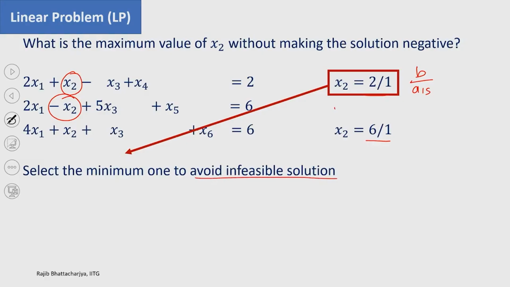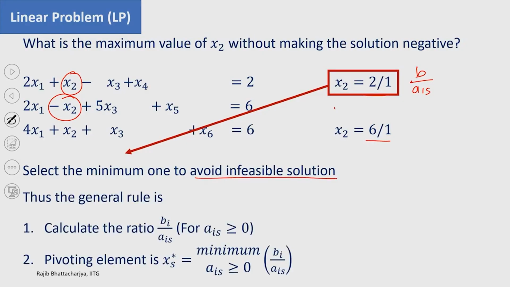So, what is the rule now? Thus, the rule is to calculate the ratio b i by a i s. a i s is the coefficient of the incoming variable, and a i s should be positive. If it is negative, we will not consider it. Then the pivoting element, we can say x s star, is the minimum of this ratio b i by a i s.